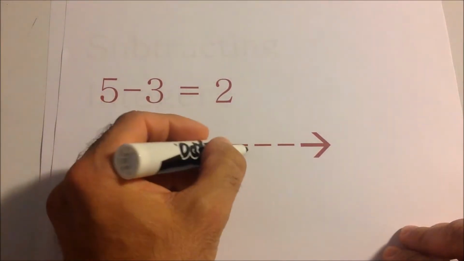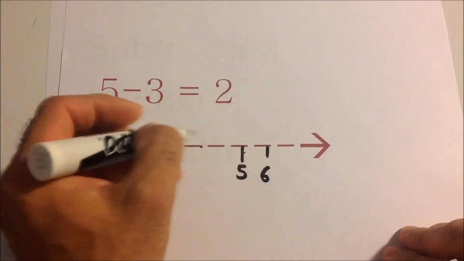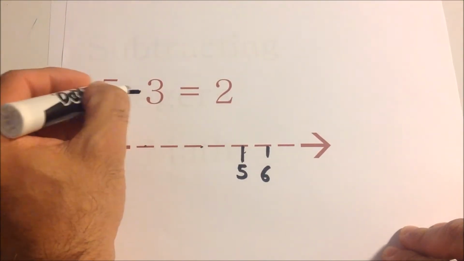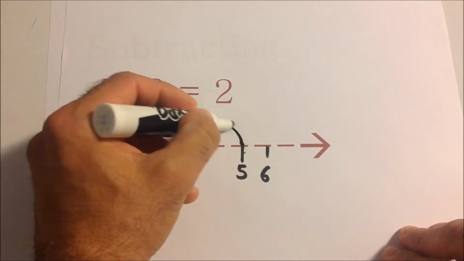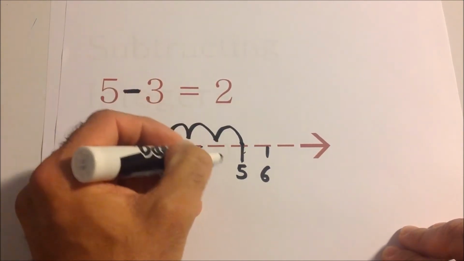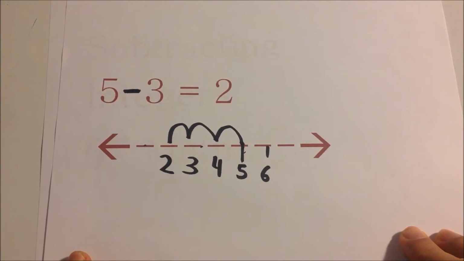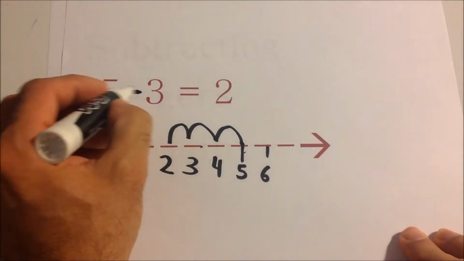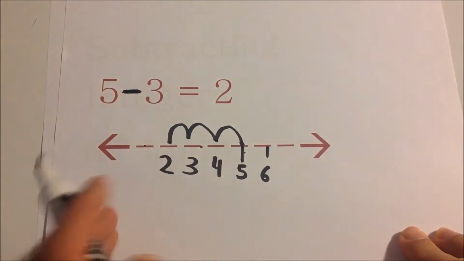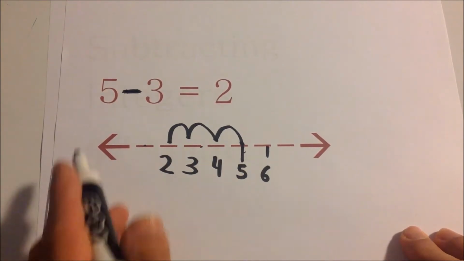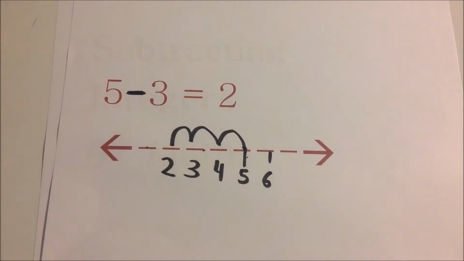1, 2, 3, 4, 5. Let's say that's 5, and that's 6. And every time we see the minus sign, we go to the left. 1, 2, 3. So we have 4. And we can see it on a number line. So you can prove it on a number line. So anytime you see the minus sign, we go to the left. Anytime we see the plus sign, like we did in the last video, we go to the right.